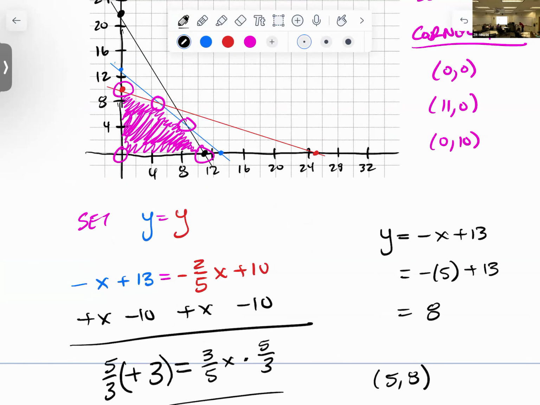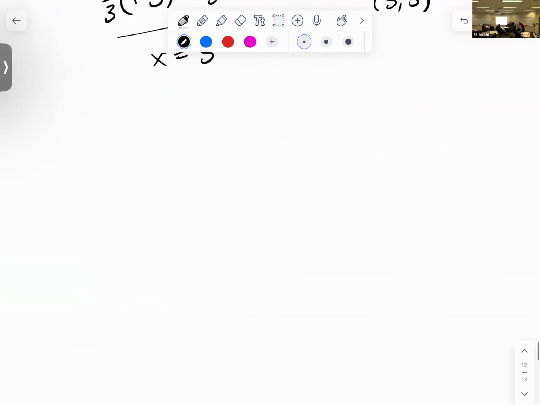All right, so there's one corner down. 5, 8, did that look like 5, 8? Pretty close, but did it look perfect? Could I identify that from the graph? No, right? What if it was a decimal? Definitely make sure you keep solving it. All right, then we need the intersection of the blue line and the black line.